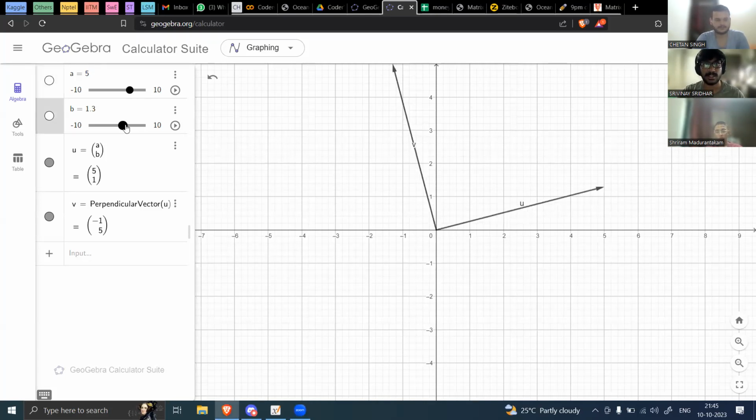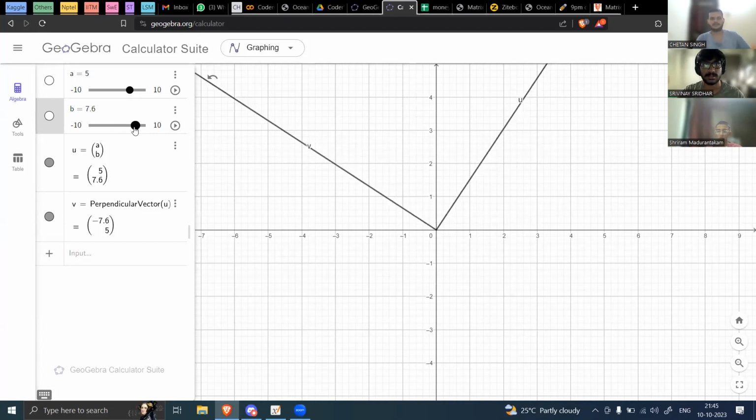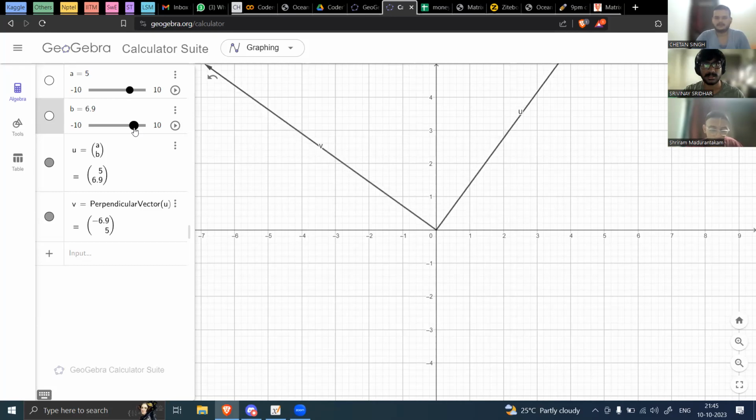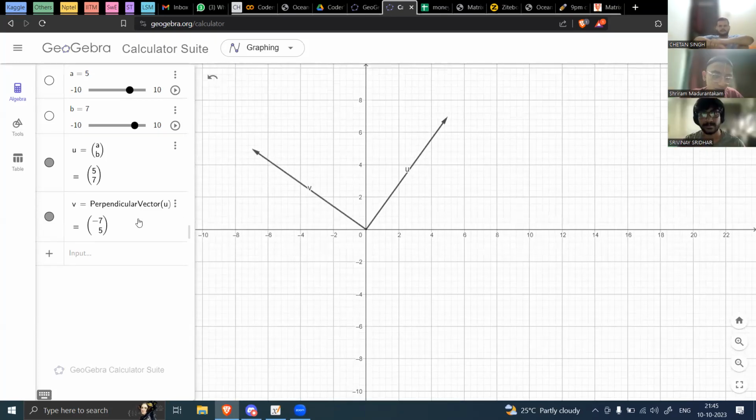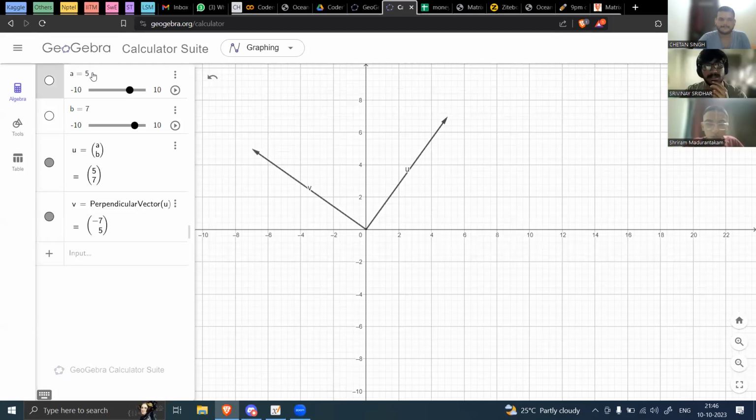So I've gone to 5 and I'm going to 7. Can we see how the perpendicular is moving around? So if the vector is x comma y, the perpendicular is minus y comma x. Right. So let's give any other vector, 1, 2 or 3, if somebody wants to relate it to the earlier concepts that you might have learned.